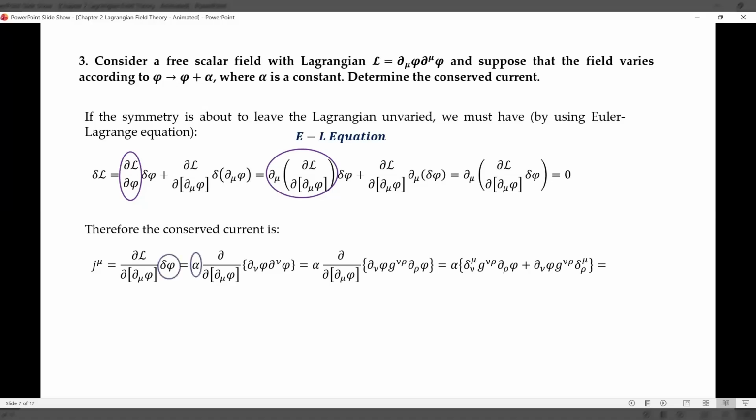Since the transformation of phi is phi plus alpha, the variation of the field is simply delta phi equal to alpha. This is the key point. The symmetry is a constant shift of the field.